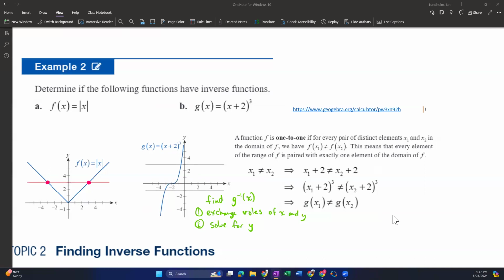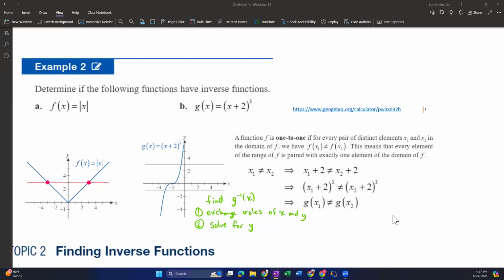Let's look at B then. B is this cubic function, g of x here. If you look at the graph, this thing would pass a horizontal line test everywhere in the range. It would pass a vertical line test everywhere we're looking in the domain. And this one's actually going to be really nice.